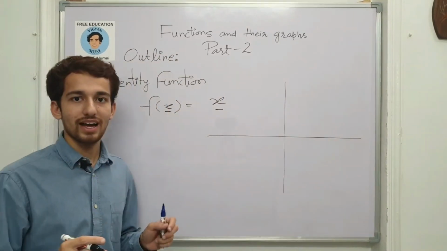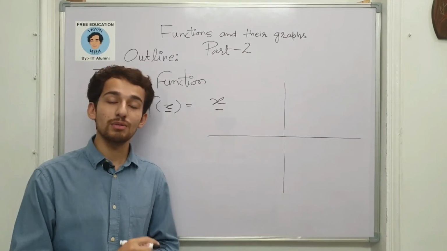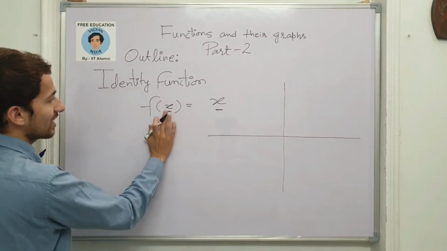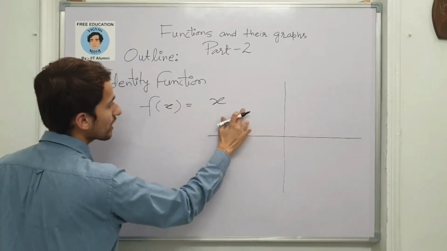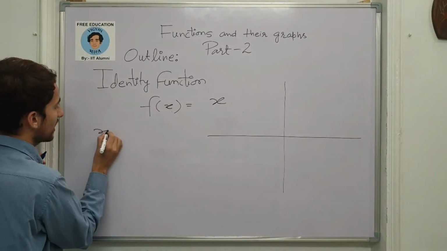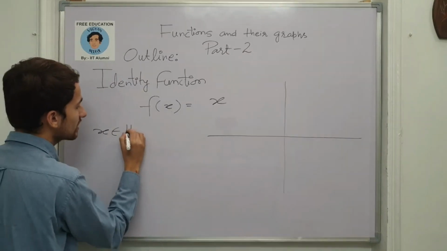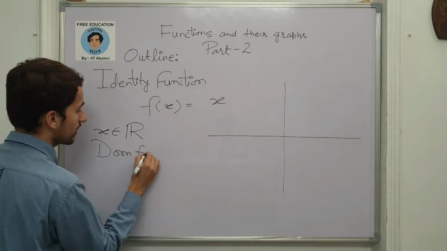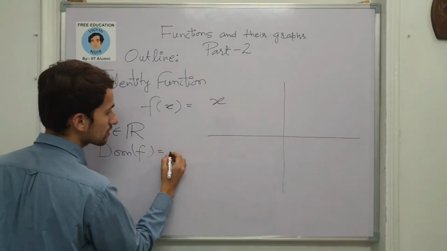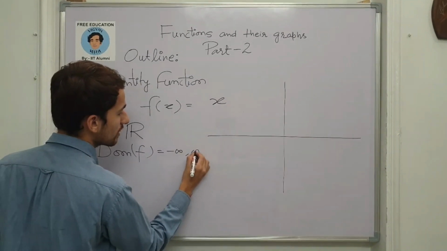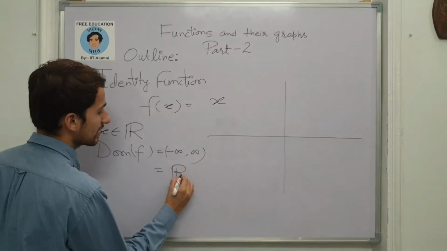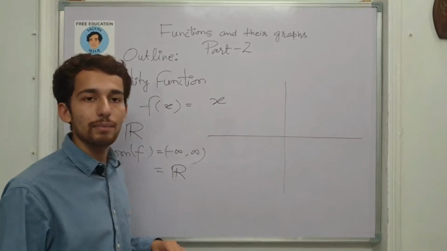So again, I ask you to first answer me what is its domain. It's very easy. This function is defined for every value of x. So x belongs to this set capital R. So the domain of the function f in our case will be the whole set of real numbers, -infinity to infinity, this open interval, or you can write it in set theoretic notation, this bold capital R.